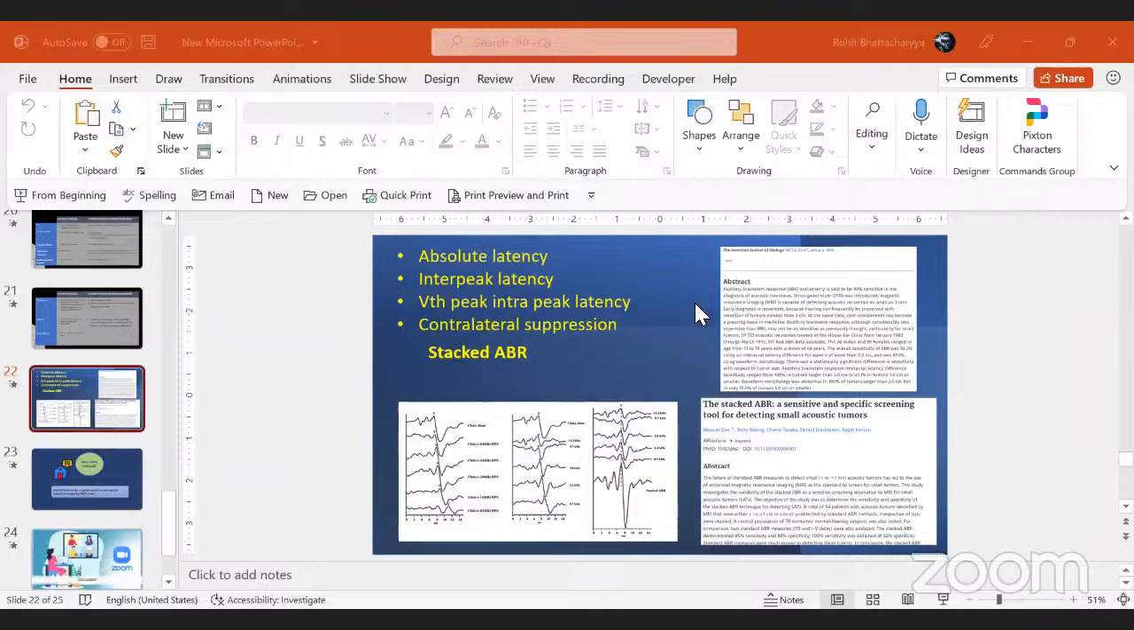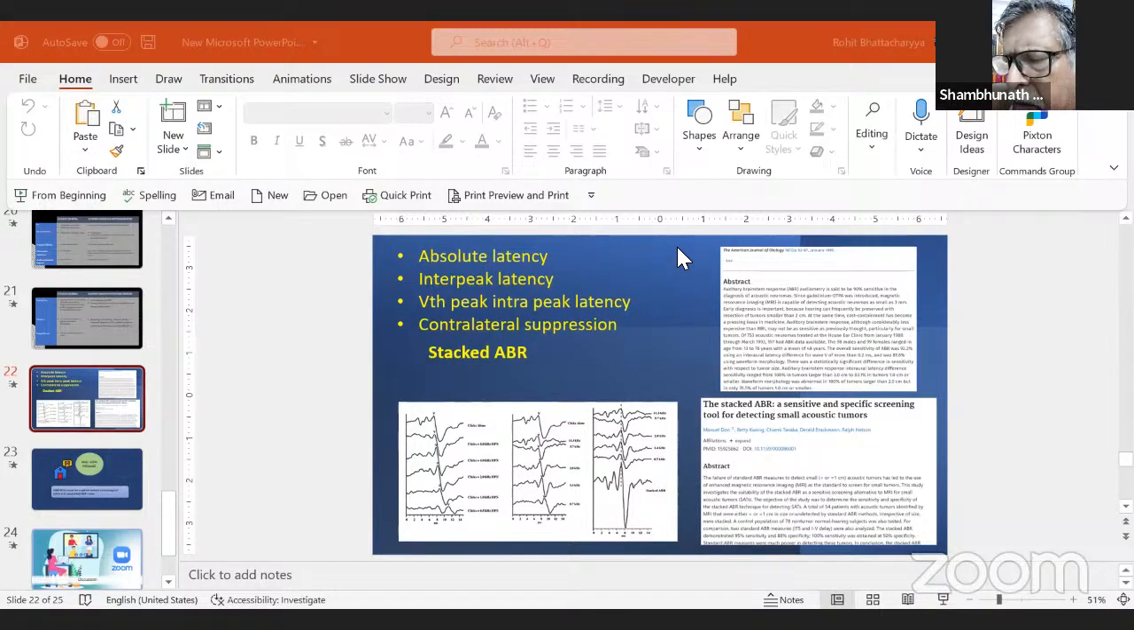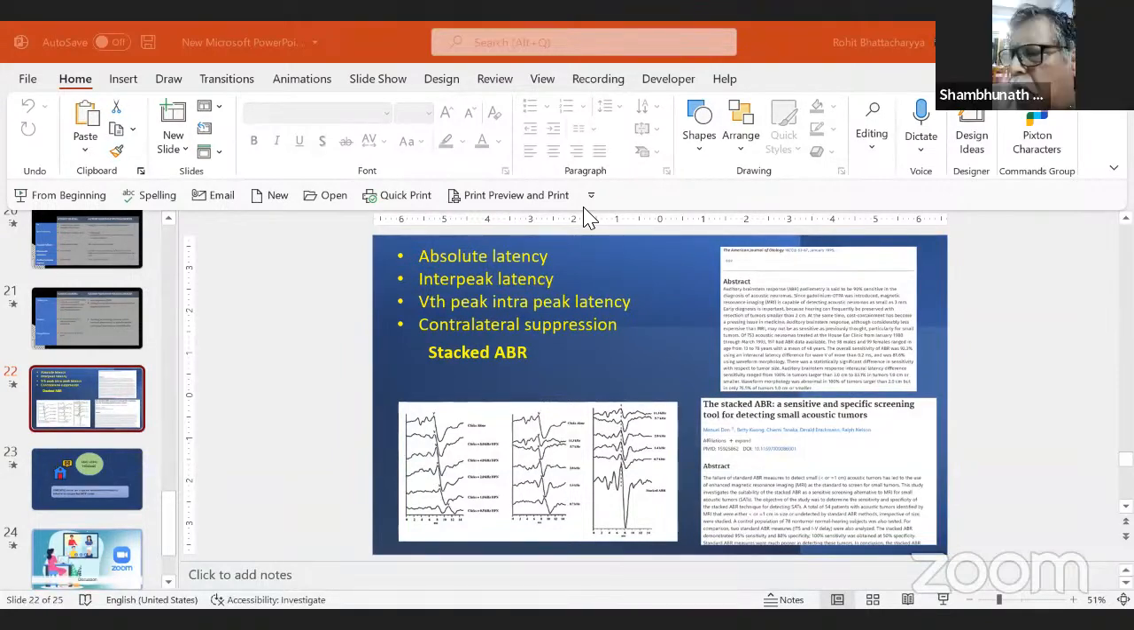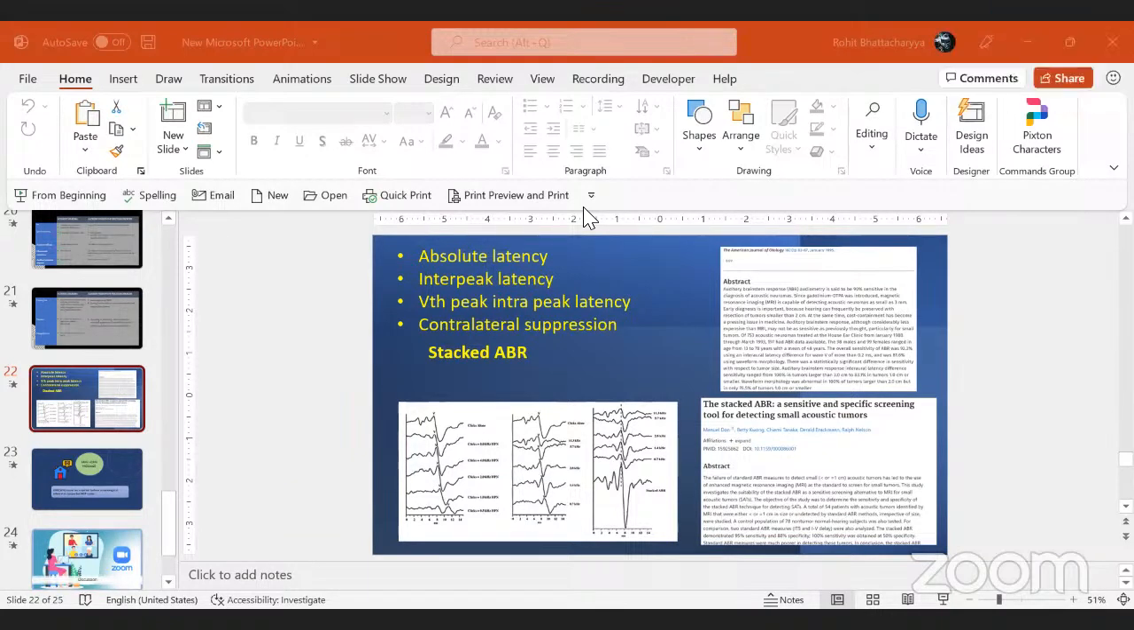That is greater than 0.5 milliseconds. More than 0.3, I think. Yes. More than 0.2, that is 0.3, it is considered abnormal. I think it is 0.3. Okay, sir. Possible. Okay, sir. So that is the significance, actually. I have read somewhere as 0.5, but it could be 0.3 also. So around 0.3. Okay, sir. So if it is more than 0.3, then we can suggest that it is considered a retrocochlear lesion.